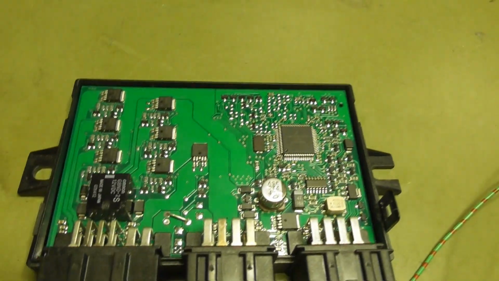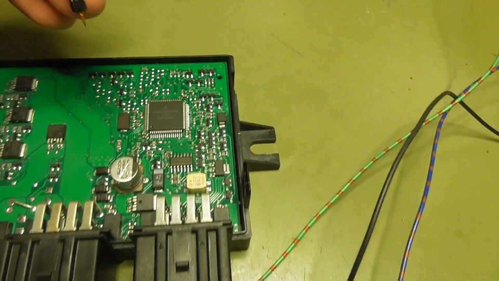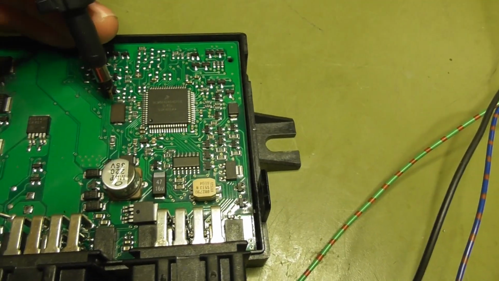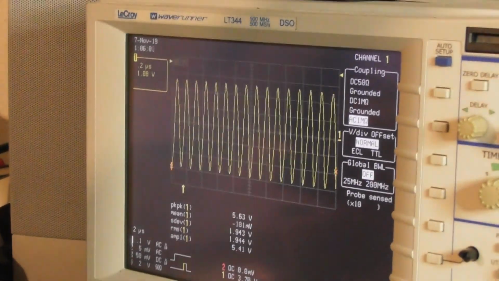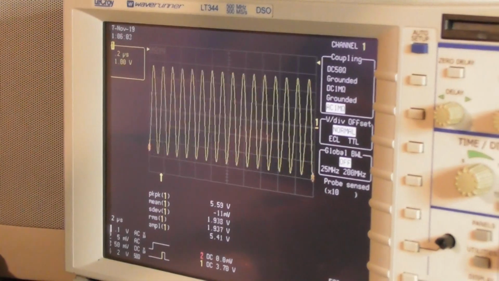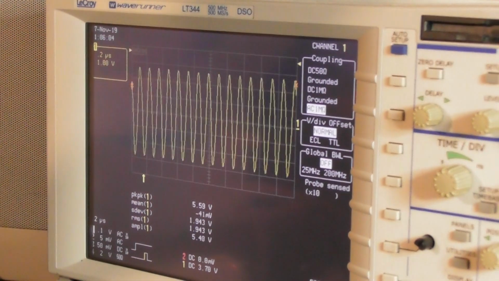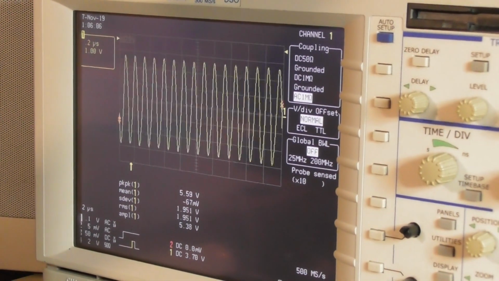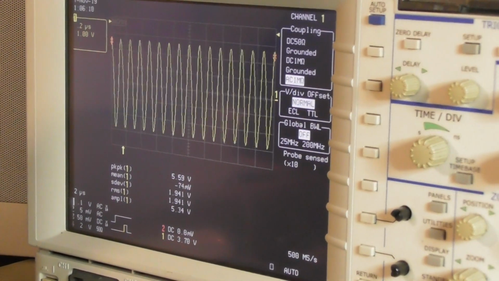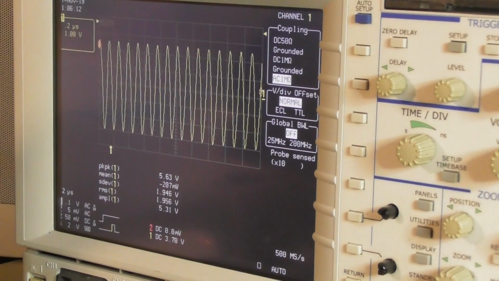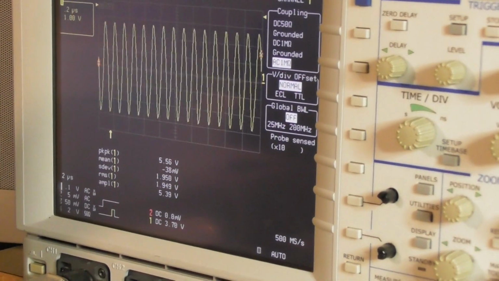Now, first I want to check this oscillator here. And as you can see, it swings, but it has glitches. Can you see this? It's not constant. This is not good.